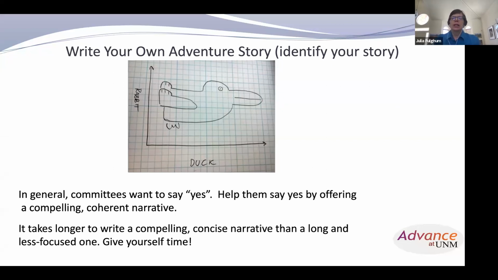Up front, you're supposed to provide concise narratives. And it takes longer to write something that is coherent, compelling, and concise than to write a long document. So give yourself time to do that, because it is a process of going through multiple drafts to really come up with a concise document that hits the points you want people to come away with after going through your dossier.